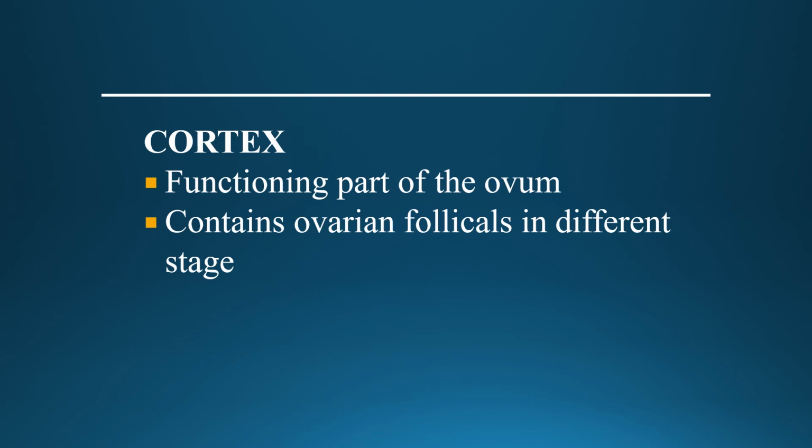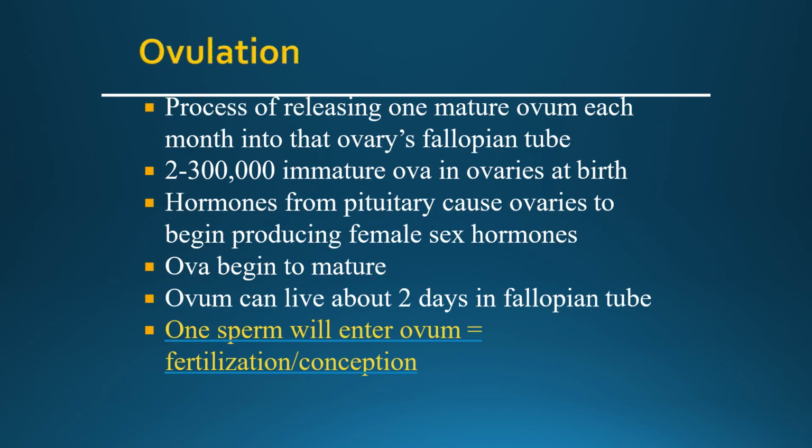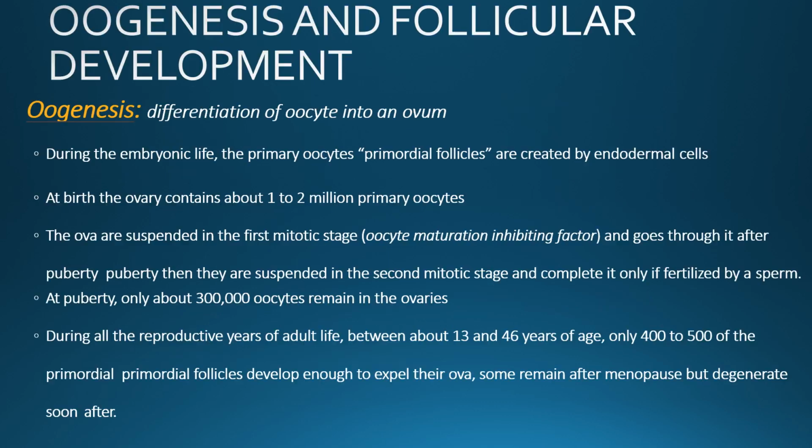The cortex is the functioning part of the ovary. It contains ovarian follicles in different stages. The process releases one mature ovum each month into the ovary's fallopian tube. 2 to 3 lakh immature ova are present in the ovaries at birth. Hormones from the pituitary cause the ovaries to begin producing female sex hormones, and ova begin to mature. An ovum can live about 2 days in the fallopian tube. One sperm will enter the ovum, leading to fertilization or conception.